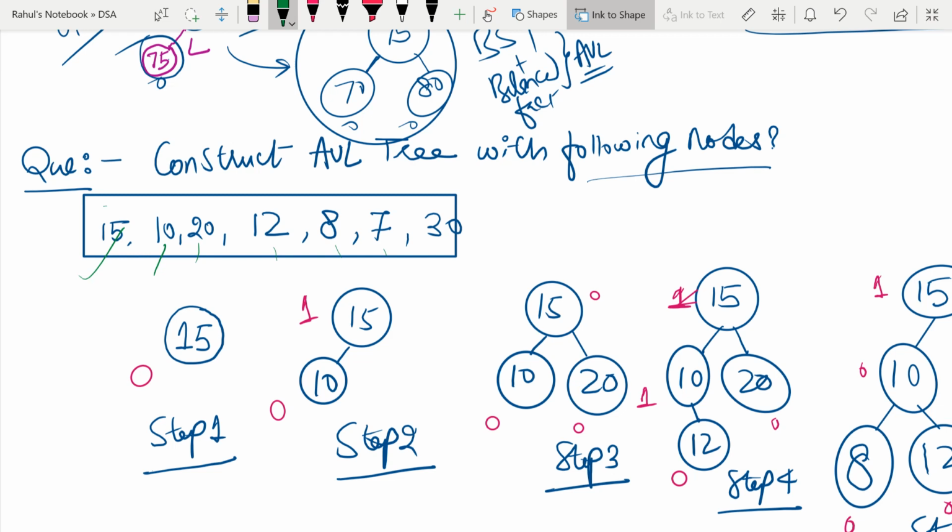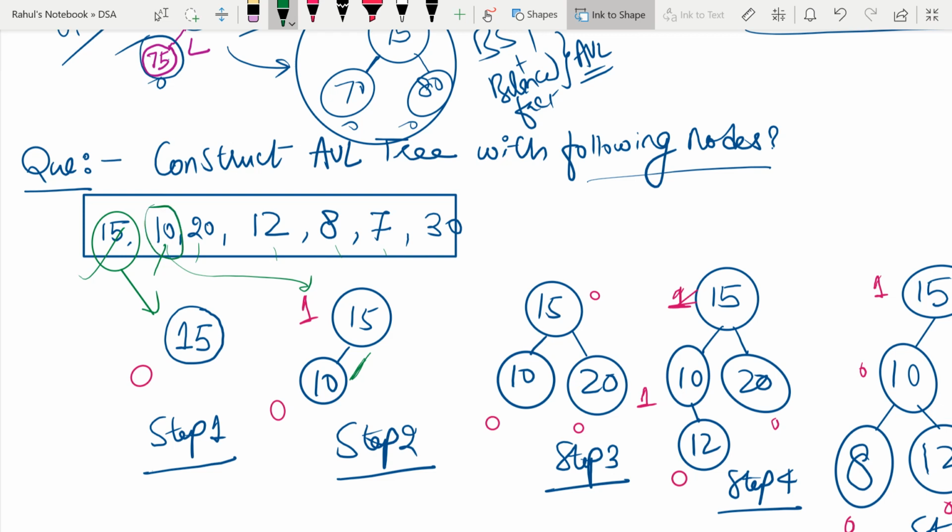Initially we take 15 in step 1, and it is a leaf node, so the balance factor is 0, no problem. Then we take the new node 10. We place 10 on the left side because its value is less than 15. If we calculate the balance factor till now, the balance factor of this node is 0, and the balance factor of 15 is 1, that is, height of left subtree 1 minus height of right subtree 0, so 1 minus 0 is 1. So it follows the properties of BST as well as the balance factor. So it is an AVL tree till now, no need to correct.